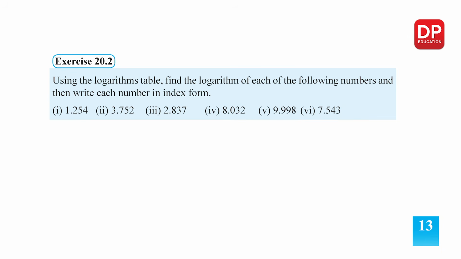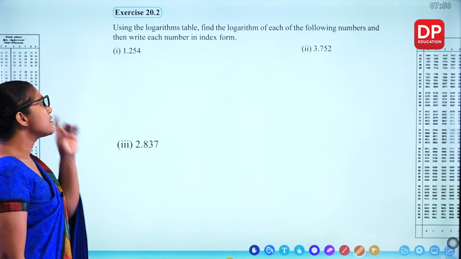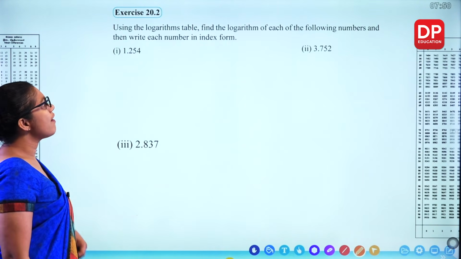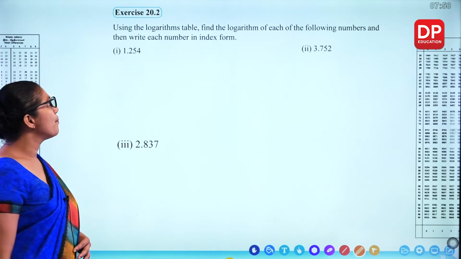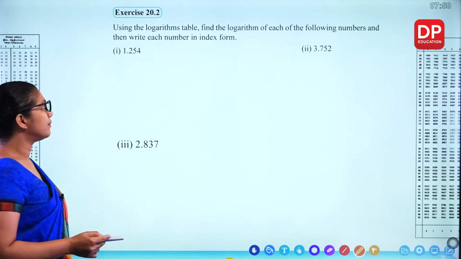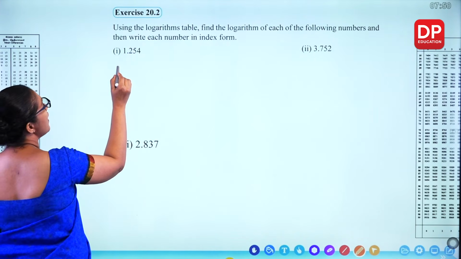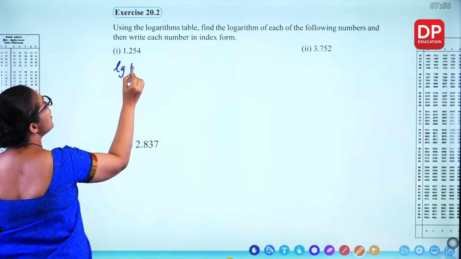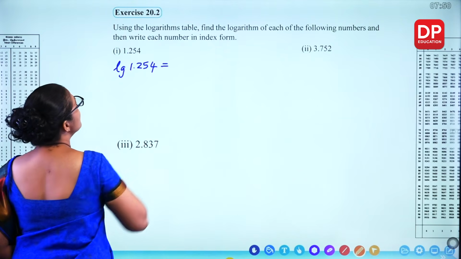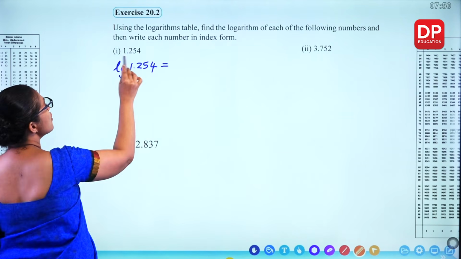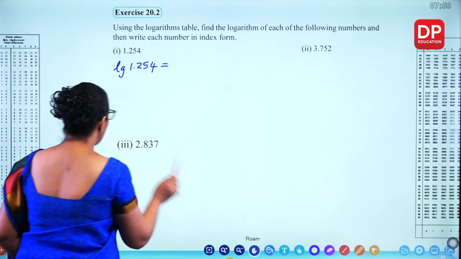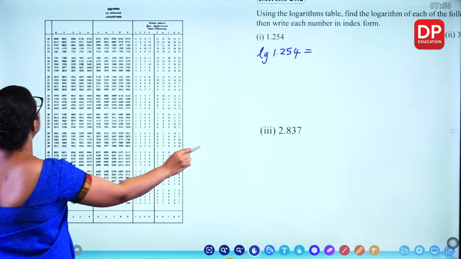Exercise 20.2. Using the logarithms table, find the logarithm of each of the following numbers and then write each number in index form. So all these numbers are less than 10. So you can write LG 1.254 is equal to 1254. 1254 from the first table.